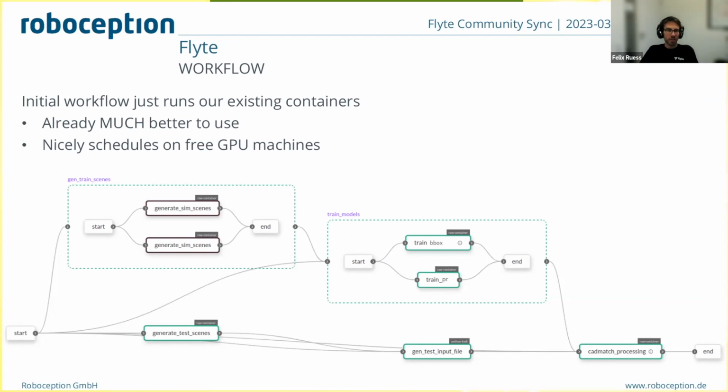And this already is so much better and easier to use. So we can just go to the Flyte console, start a workflow with some pre-populated default values for some of the things, like where to find the config files. And it already nicely schedules it on free GPU machines. So we have to take less care of who's using what, since Kubernetes can really track that if your tasks are properly annotated with the requests and the limits of your resources.